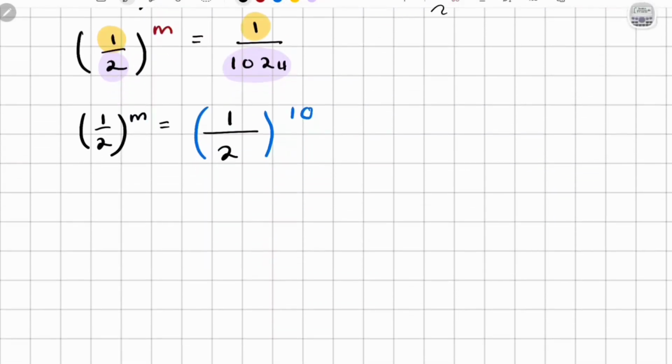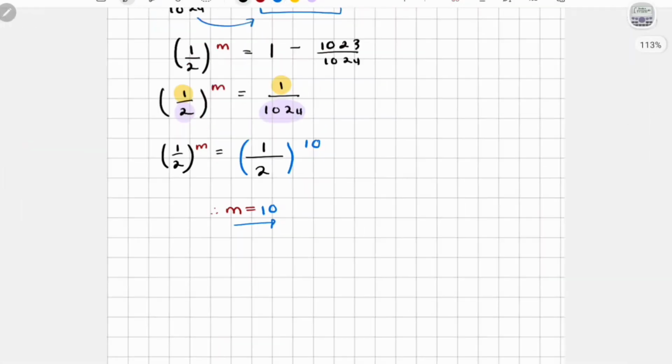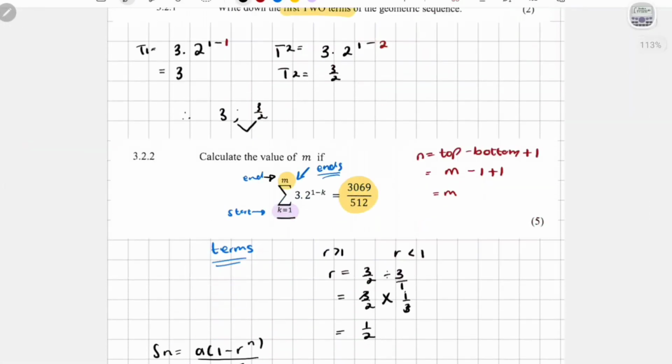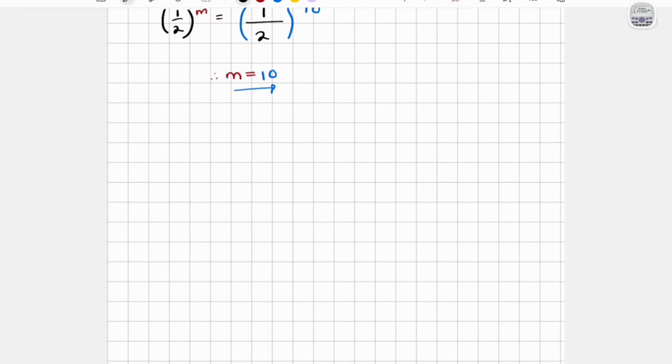So as you can see, the bases are now the same. So that concludes that m is actually just equal to 10, because we can equate the exponents. So that's the value of m. Okay, and that is that question. Okay, finally moving on to the next question.